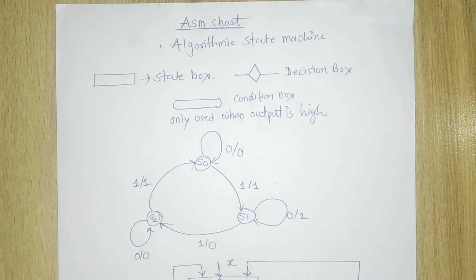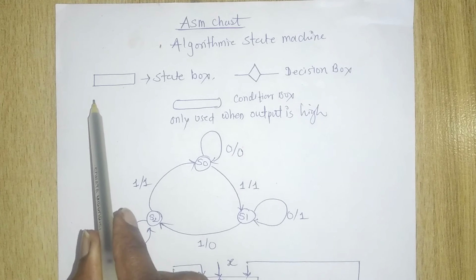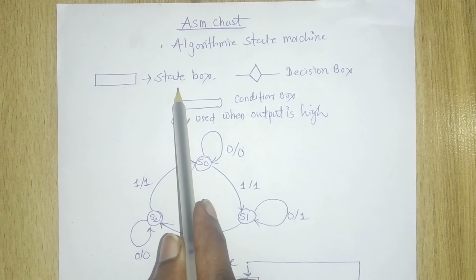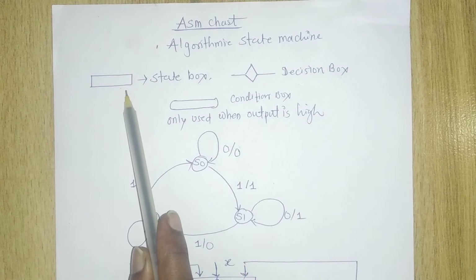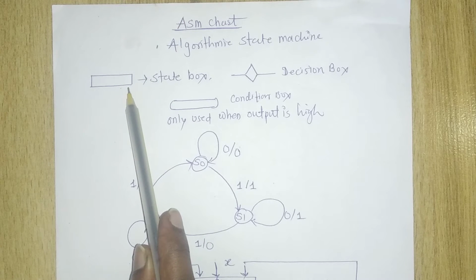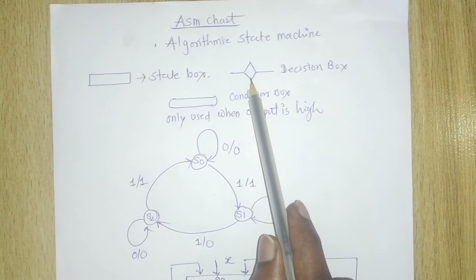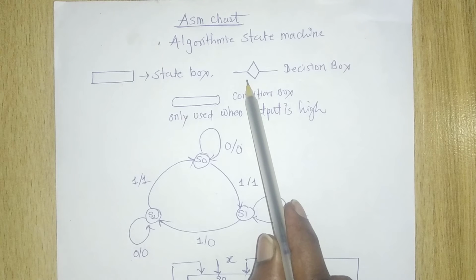In this class, the student will learn the ASM chart. ASM chart is an algorithmic state machine chart. So basically this ASM chart will use three basic components. The first is the state box. You can see this rectangular box is a state box, which will be used to represent the state of the machine. Then next we have this diamond, which represents the decision box.